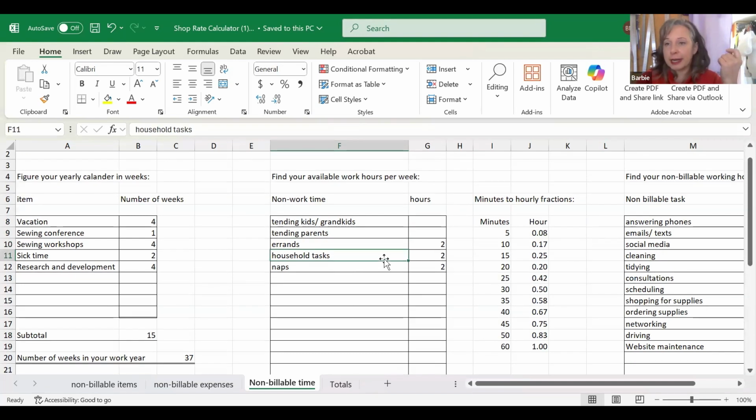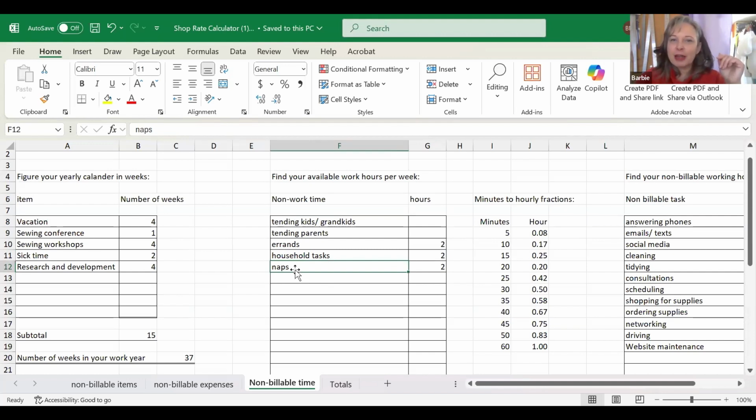Household tasks. Because most of us work out of our home, including me, I have a tendency to do household tasks during working hours. I have a load of dishes going right now in my dishwasher. I have a load of laundry going right now in my dryer. Do I do that every day? No. But do I do it occasionally? Yeah, I do. But then it's done for the rest of the night, right? So if you don't do that, great. You don't have to put anything in there.